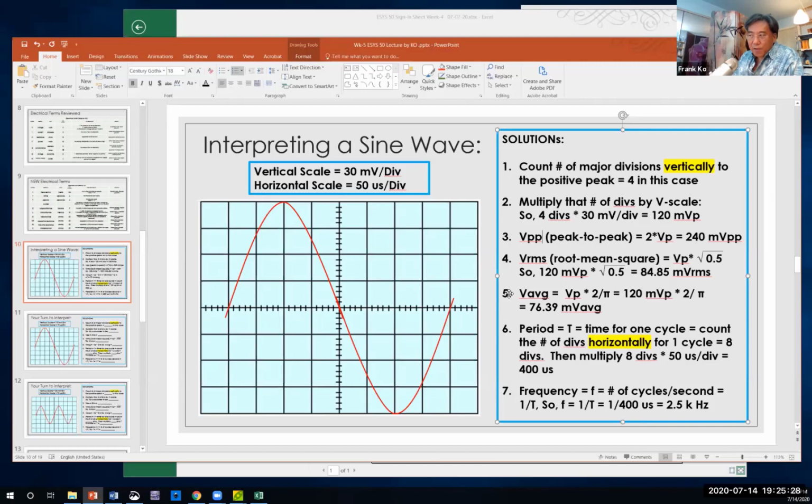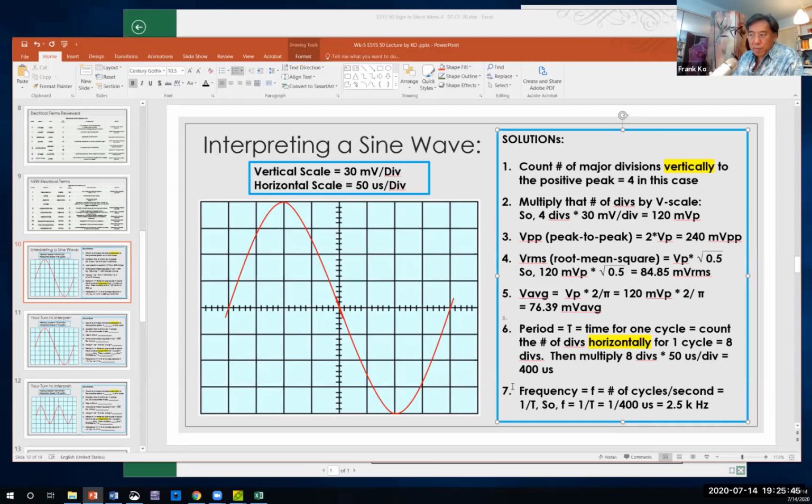Number 5 is your V average, and the V average is given as V peak times 2 divided by pi. And so it's 120 millivolt peak times 2 divided by pi, which gives you 76.39 millivolts average.